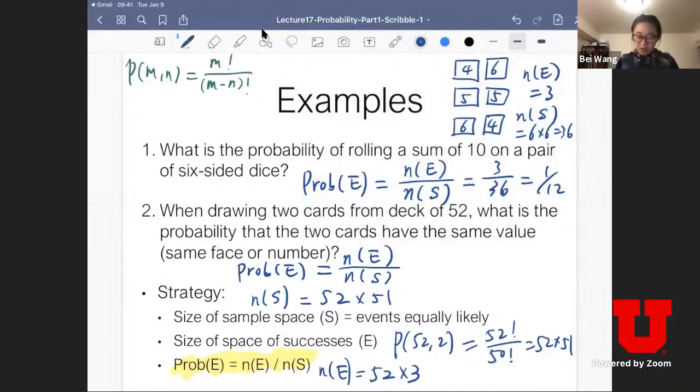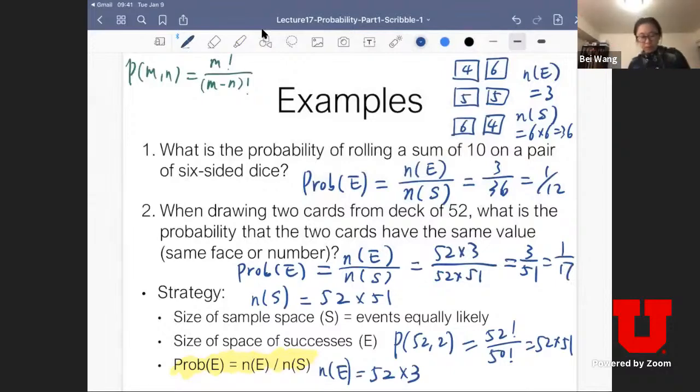Okay, so now going back to the probability, this is the number of successful events, which is 52 times 3, over all possible outcomes, which is 52 times 51. And together, it's 3 over 51, which is 1 over 17.